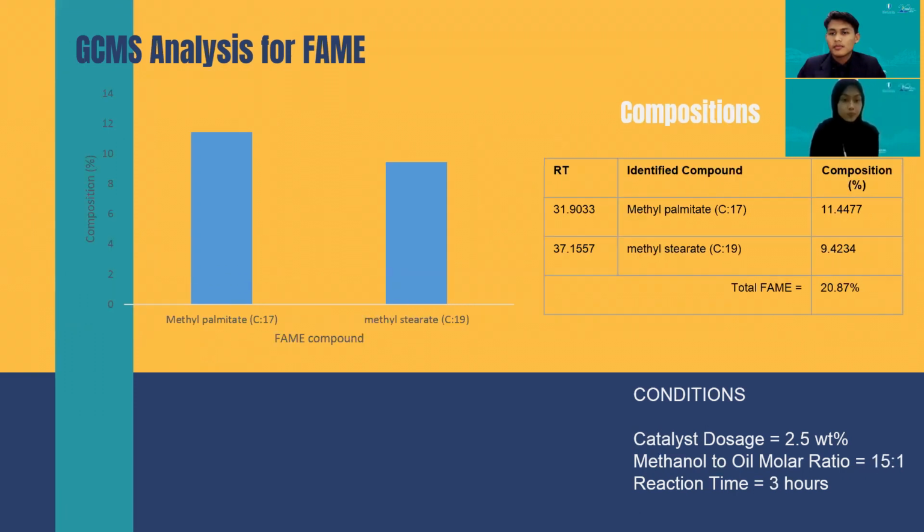Lastly, the parameters are 2.5% catalyst dosage, 15:1 methanol to oil molar ratio, and 3 hours reaction time. It shows that methyl palmitate also got the highest composition, and this condition got the highest total FAME content, 20.87%.